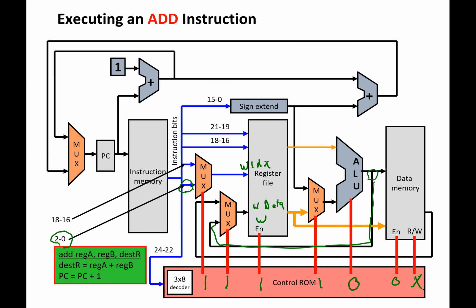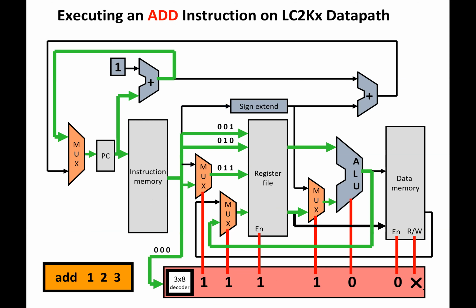So when we set up our control ROM, we need to design it in such a way that when we pass in 0, 0, 0, which is the opcode for the add instruction, it spits out these 4, 5, 6, 7 values.